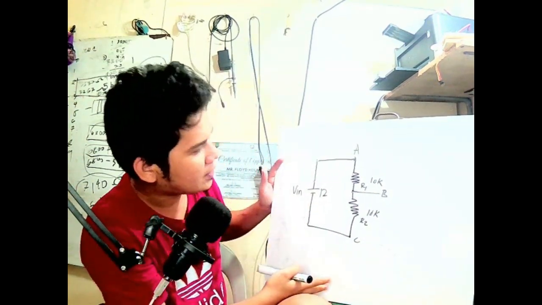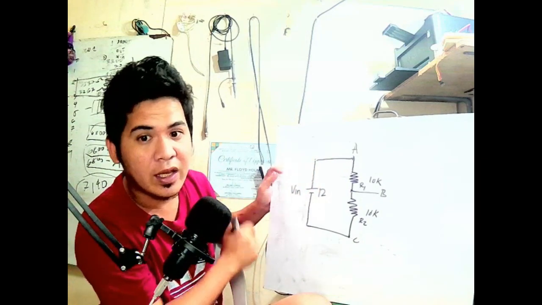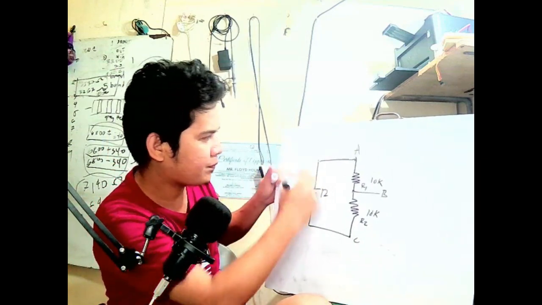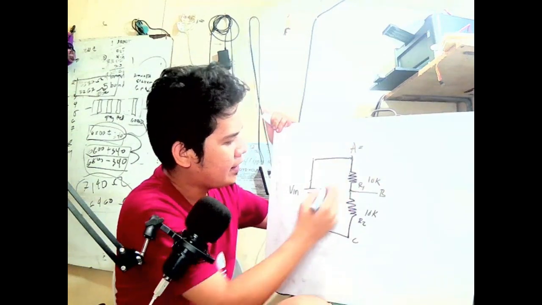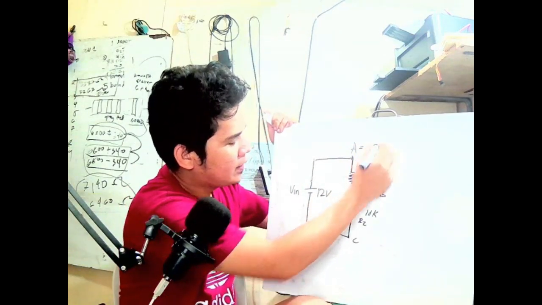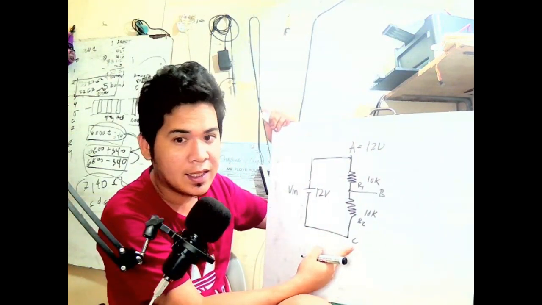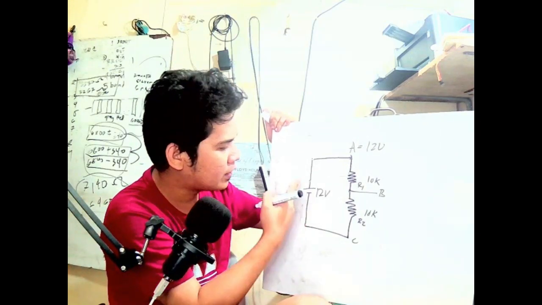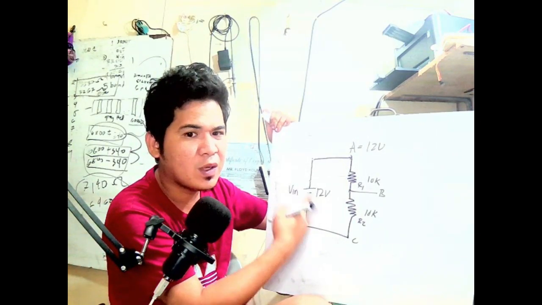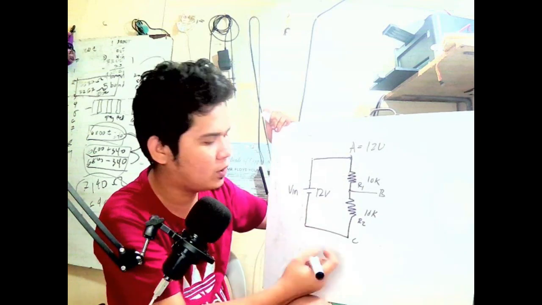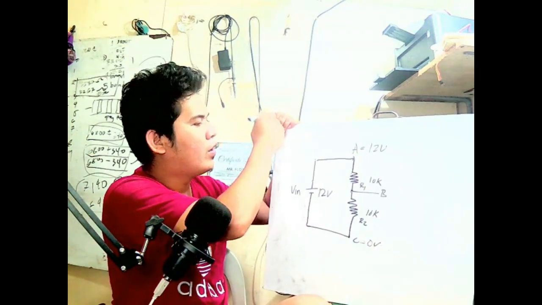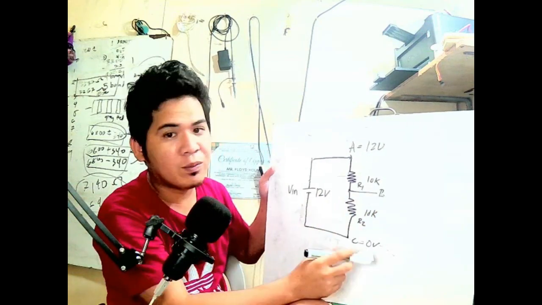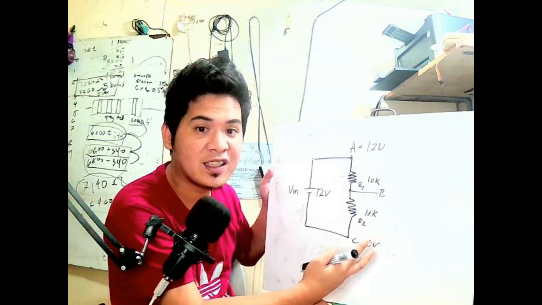Pag inanalyze natin yung circuit, malalaman natin yung node A is equal to the VN, which is yung ating 12 volts. So A is equal to 12 volts. Since yung ating node C is connected dito sa ground or negative ng ating power supply, which is 0 potential or 0 volts, we can put 0 volts sa ating C. Okay? So dito sa node B yung problema natin. Ano ba yung voltage sa node B?